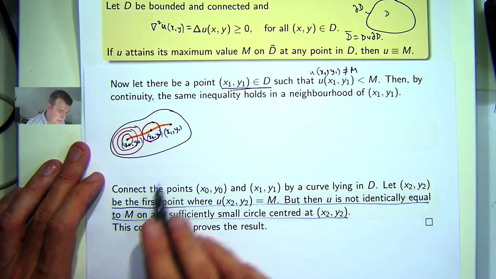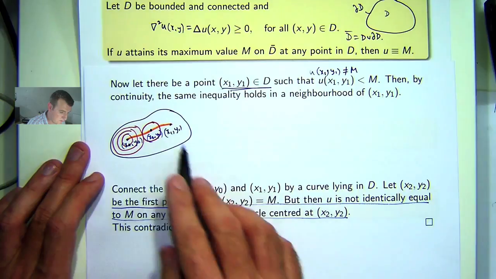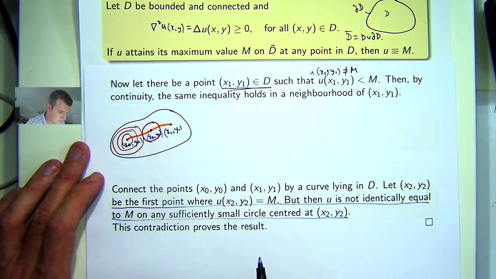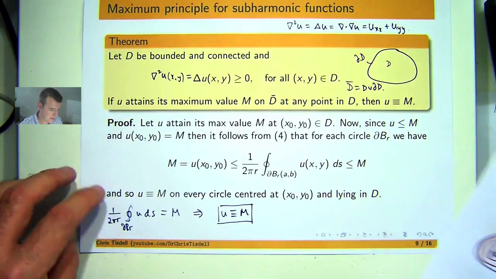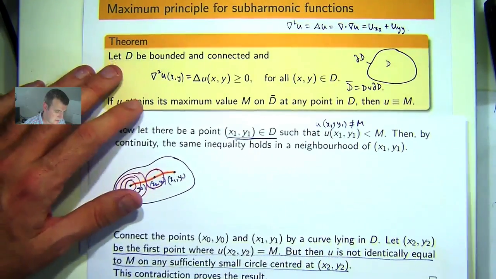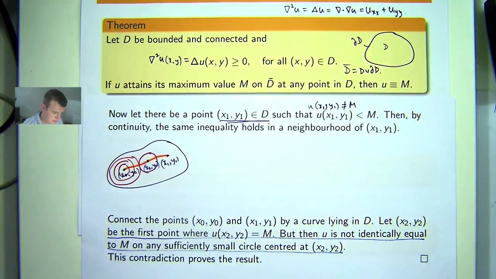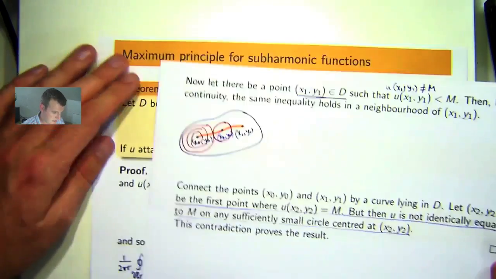So u is not identically equal to M on any sufficiently small circle centered at this point. That contradicts what we came up with over here. So this contradiction proves the result. Okay, so that is a proof of a maximum principle. It's nice and geometric, if you like.